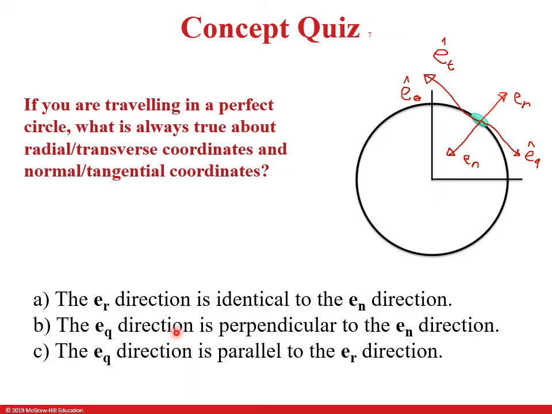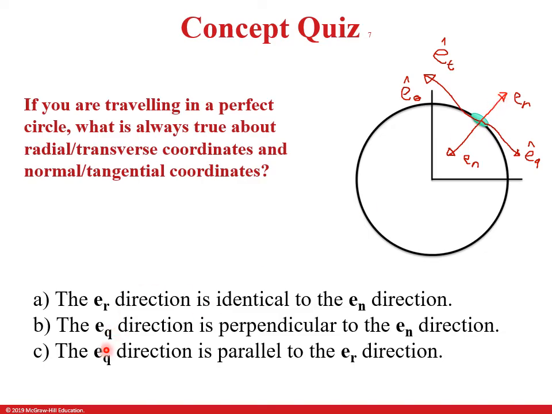The E sub theta direction is perpendicular to the E sub n direction. So the E sub theta is the opposite of E theta. That is perpendicular to the normal direction. That is true. E sub theta is perpendicular to the normal direction. Let's see the last one. The E sub theta direction is parallel to the E sub r direction. That is not true. The E sub theta direction is perpendicular, and it's always perpendicular to the radial direction.